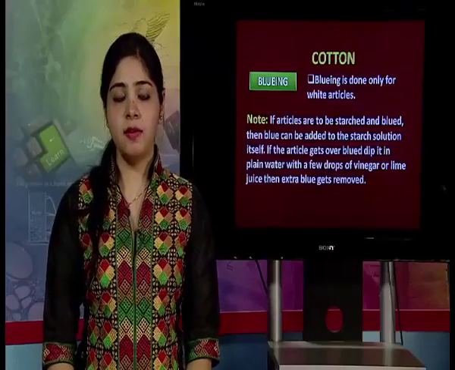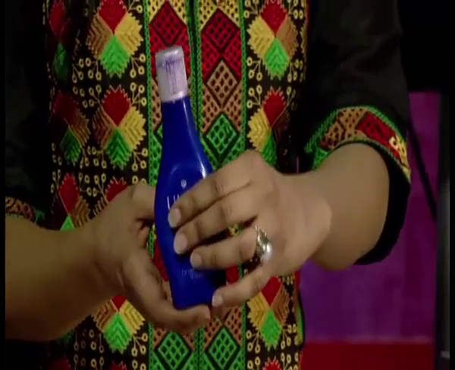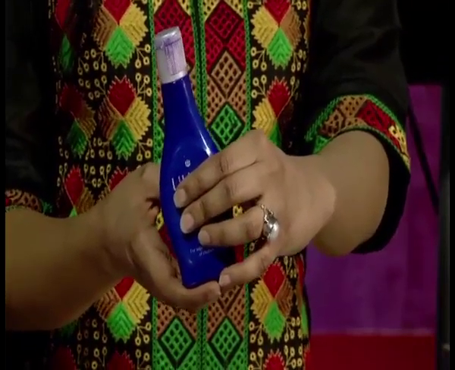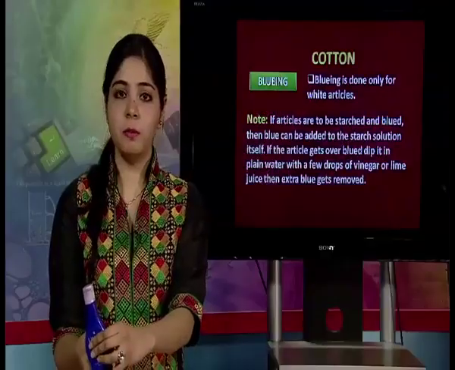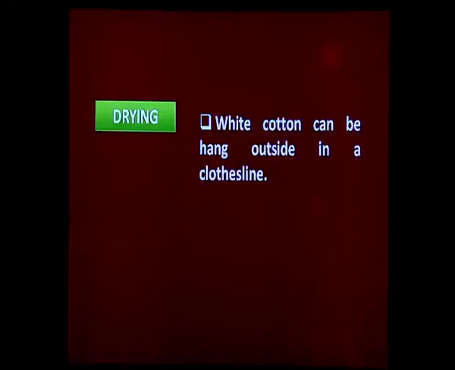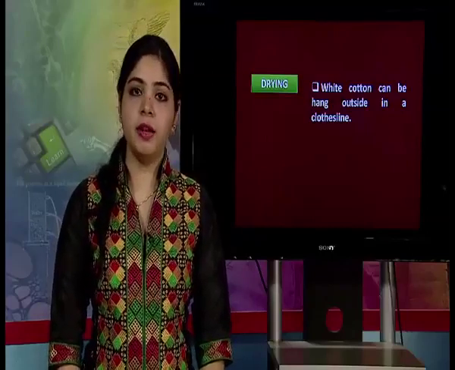Different types of blues are available in the market. This is one example of it. You can take a bucket of water, put a few drops of it, mix it, make a homogeneous solution of it, then put your whites into it for some minutes. After that, you need to dry it. The next step is drying. White cotton can be hung outside on a cloth line, while for colored cotton, we need to hang them in a shaded area.